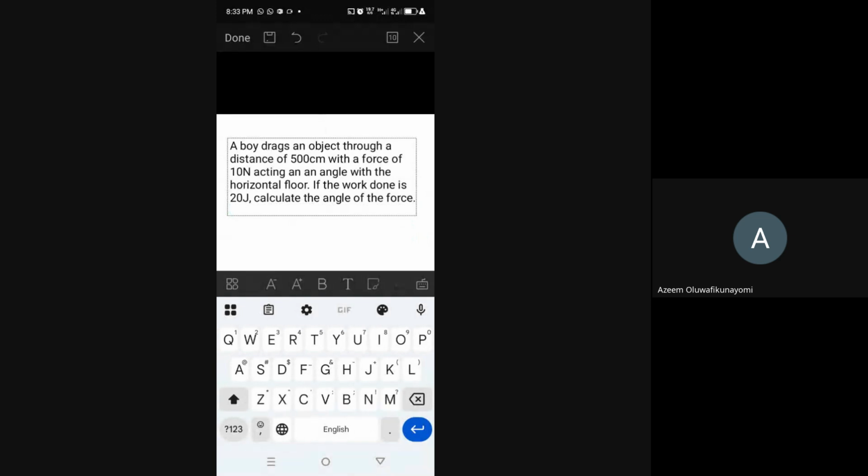Okay, I'm waiting. Distance 500 centimeters. Please don't make a mistake. It has to be in meters. The distance has to be in meters. So you have to convert.